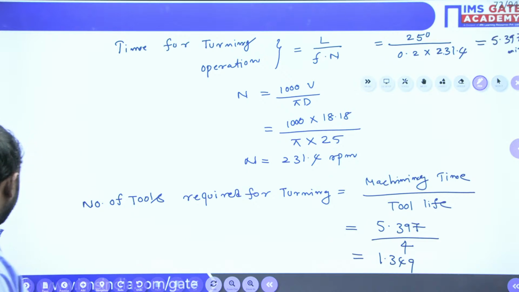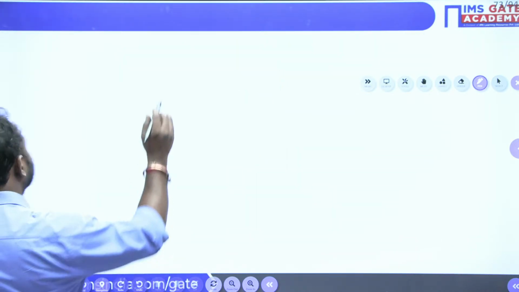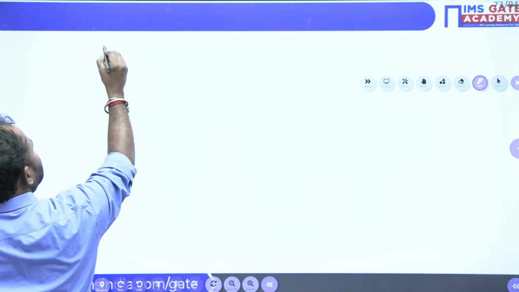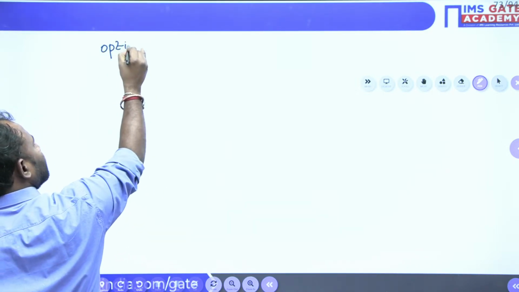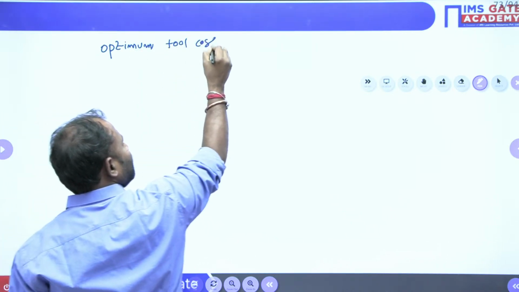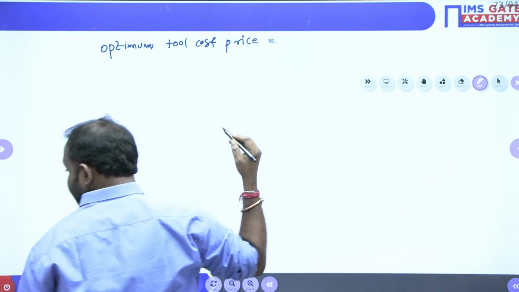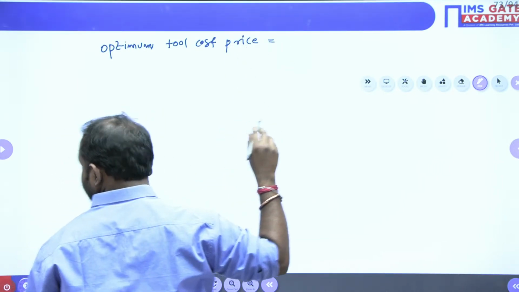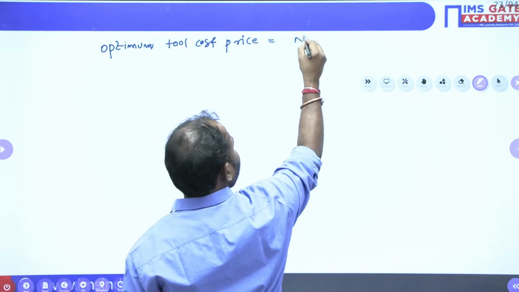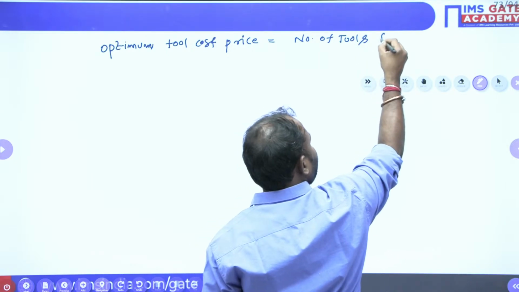Now, what they ask you to calculate is the optimum tool cost price. So the optimum tool cost price is going to be the number of tools for the turning operation.